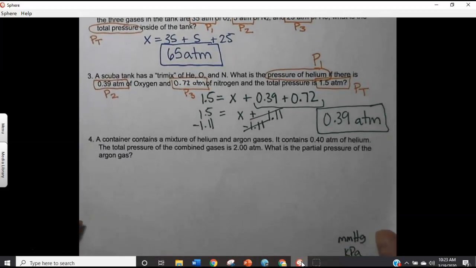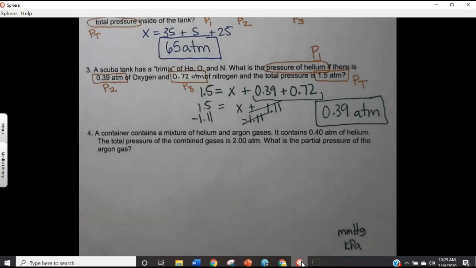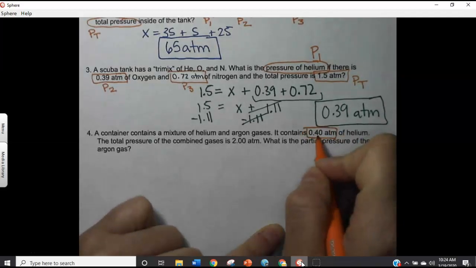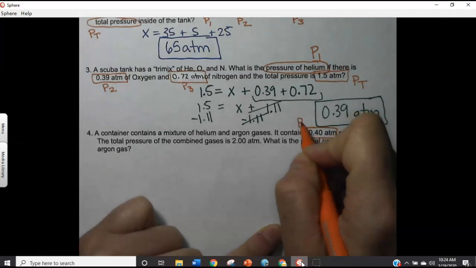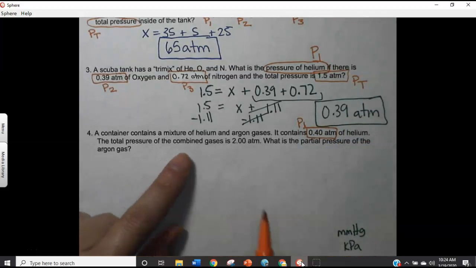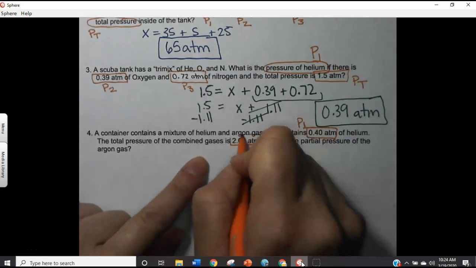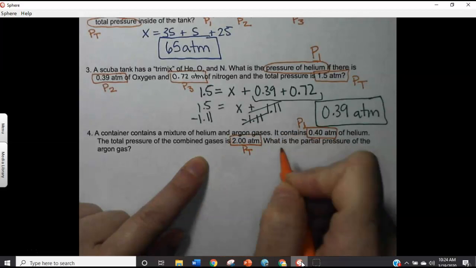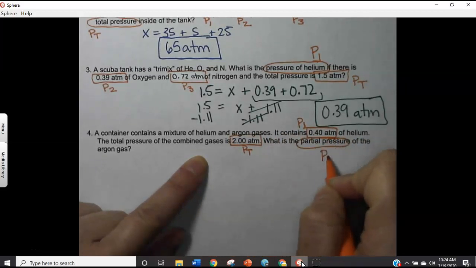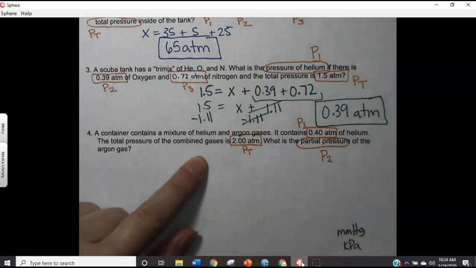Okay, question 4. A container contains a mixture of helium and argon gases. It contains 0.4 atm of helium. So that's not my total pressure, that's a part of the pressure. So we'll call that P1. The total pressure of the combined gases is 2 atm. So that one is my P total. What is the partial pressure of argon? So they're asking me to solve for the second part of the pressure.